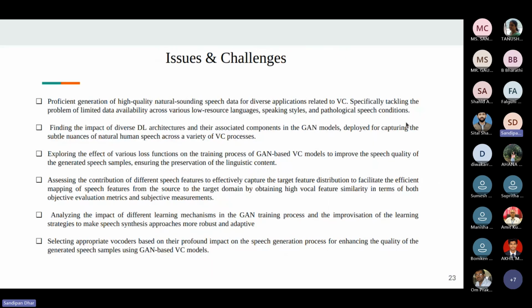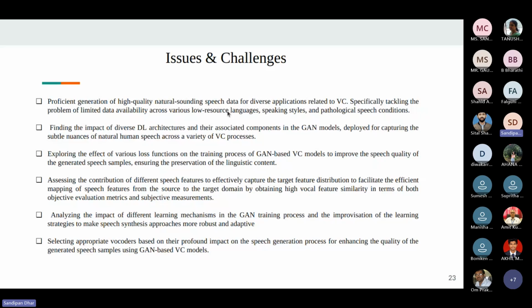Now these are some issues and challenges. Mostly the generation of high quality natural sounding speech is one of the issues that we have. While going through the research survey, we found that even if we generate very high quality speech using GAN models, there remains some limitation in the perceptual quality of the generated samples. That is, for the mean opinion score, we do not get a very high score. However, nowadays the mean opinion score we have obtained is good enough.